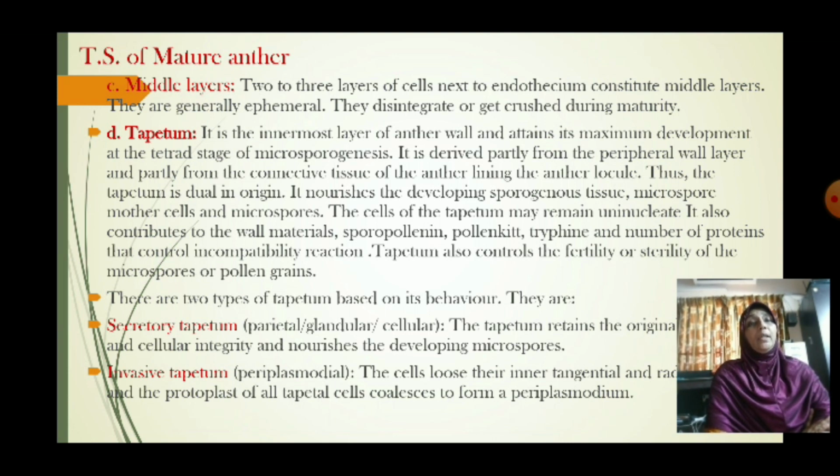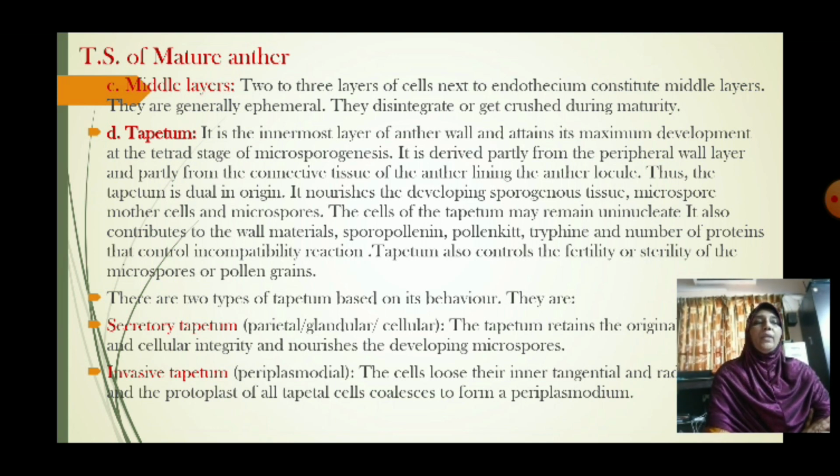Tapetum is the most important layer. It is the innermost layer of the anther wall and attains its maximum development at the tetrad stage of microsporogenesis. It is derived partly from the peripheral wall layer and partly from the connective tissue of the anther lining the anther locule. Thus, the tapetum is dual in origin. It nourishes the developing sporogenous tissue, microspore mother cells and microspores.